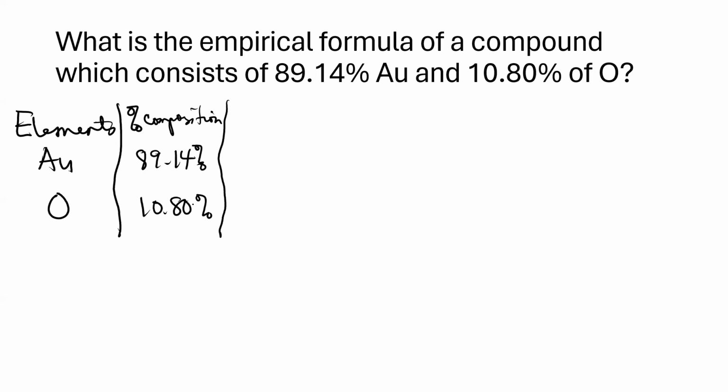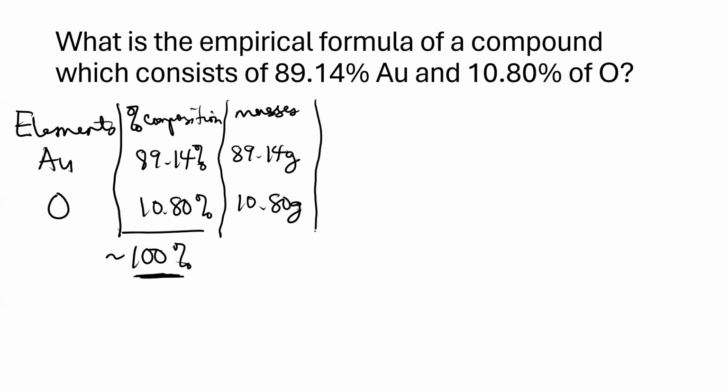Now, it's safe to assume that this element would total 100%, more or less 100%. Therefore, it's safe to assume that within a 100-gram compound, we will have the masses of the elements as 89.14 grams gold and 10.80 grams of oxygen. So this would be the expected masses of the elements if you have a 100-gram compound.